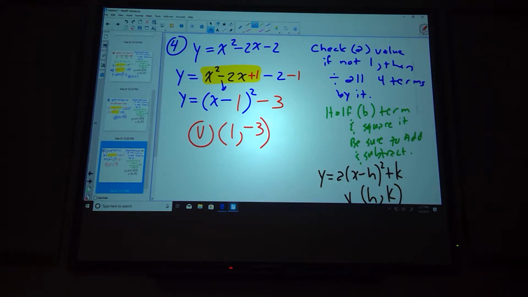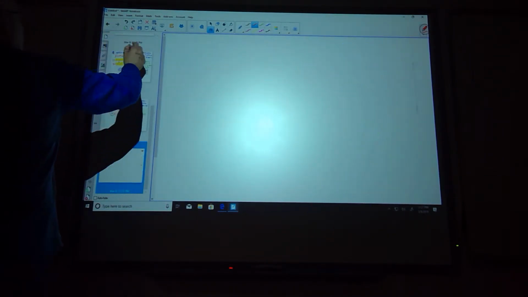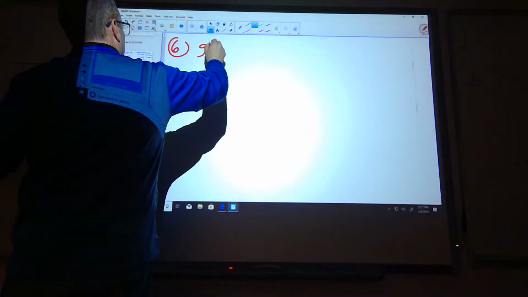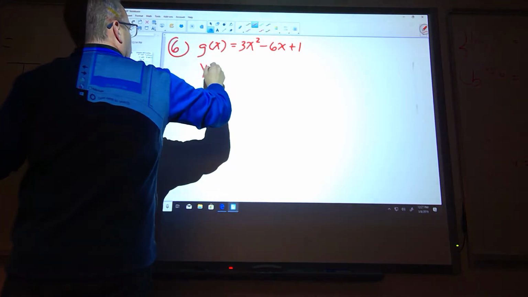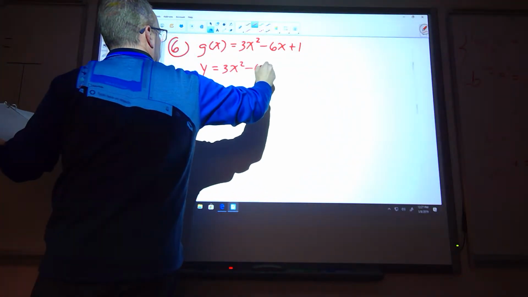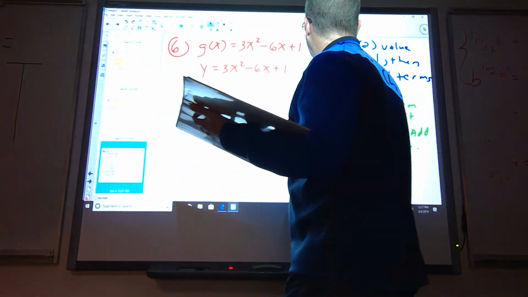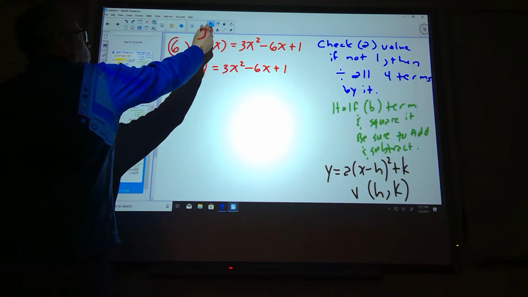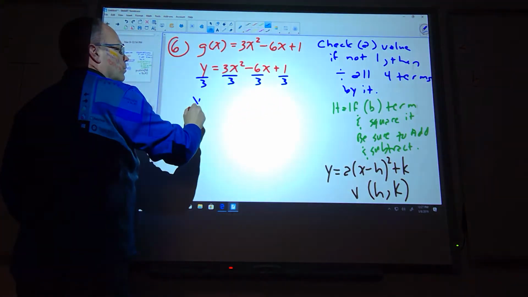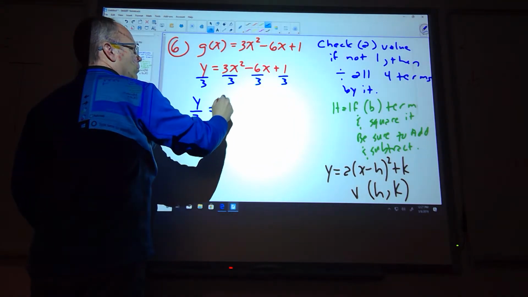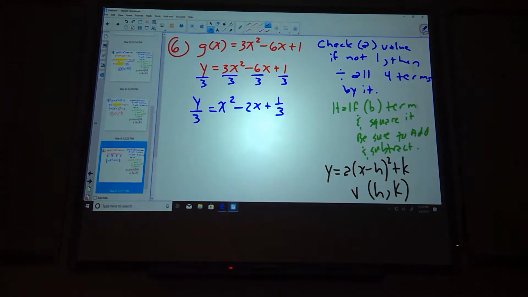Problem number six. Go ahead and try number six. Number six will look like number five. So we're going to have to divide, right? So that's the first step. Notice I left it as a fraction.